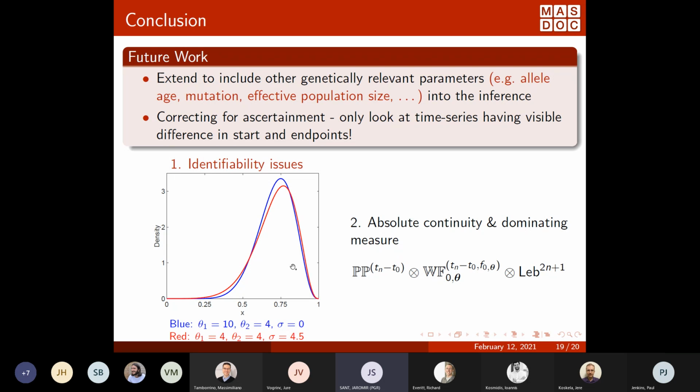And if you have a look at the plot here on the left-hand side, I try to illustrate this by plotting the stationary distribution of the Wright-Fisher diffusion when the mutation parameters are 10 and 4 and there's no selection. So this is just a beta distribution with parameters 10 and 4. But then you can get a similar curve if you set the mutation rates both to be equal to 4 and take selection to be 4.5.